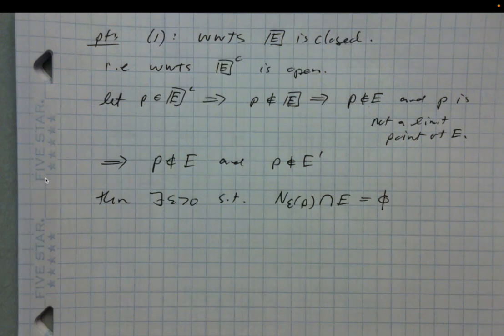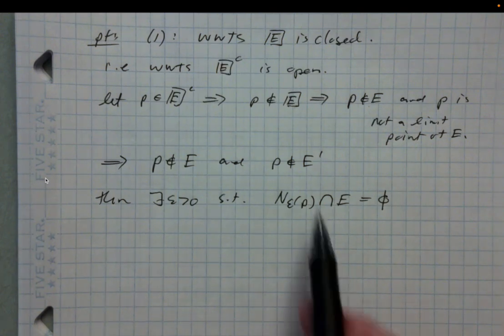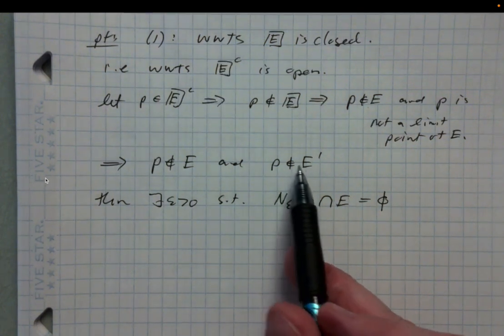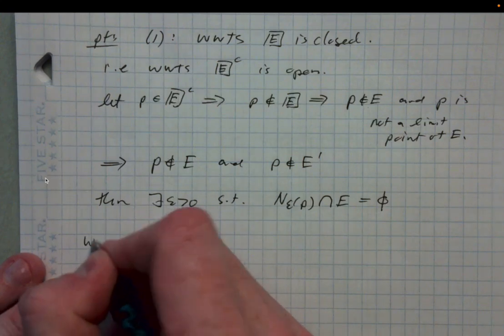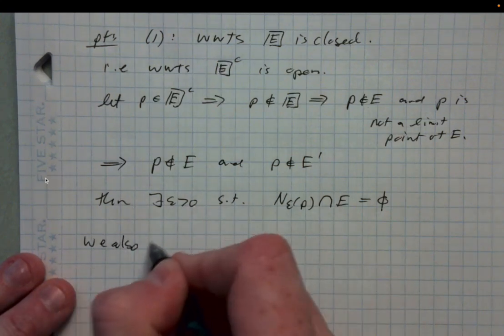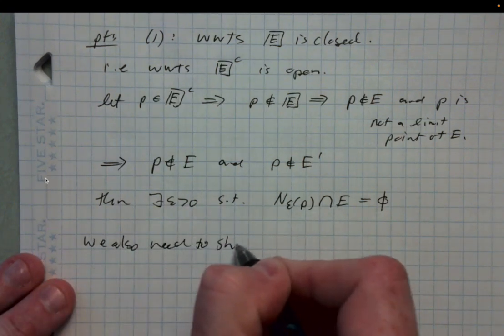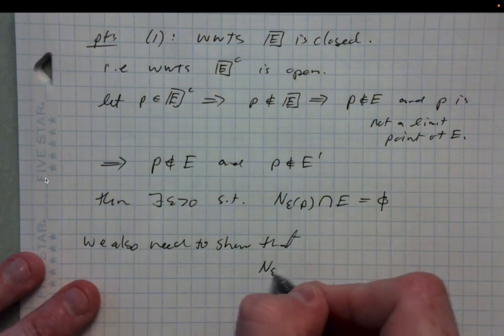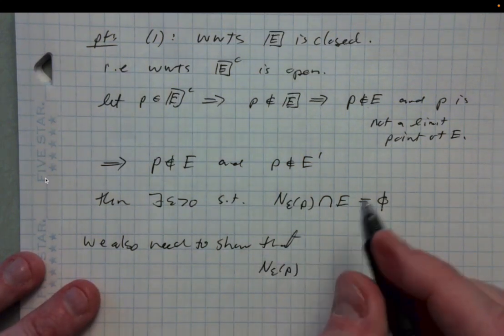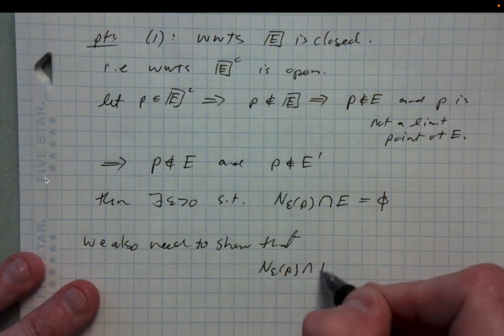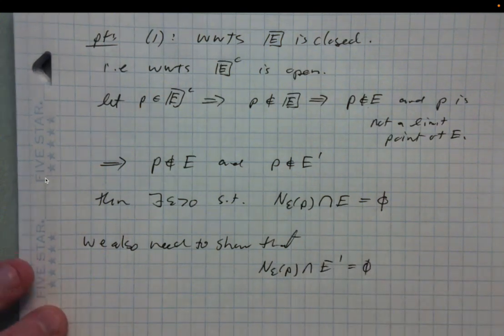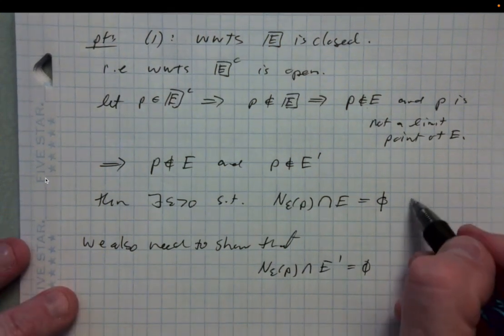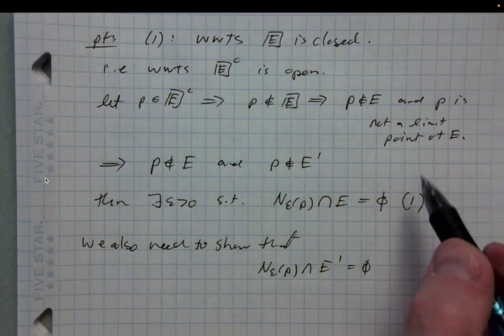Now we would be done, but we actually have this E prime set to worry about too. So we also need to show that the epsilon neighborhood of P intersect E prime is empty. We need to show that one too. If we get both, so we've got this one, right?